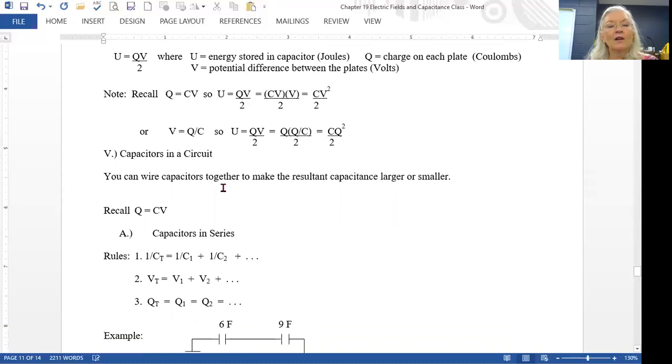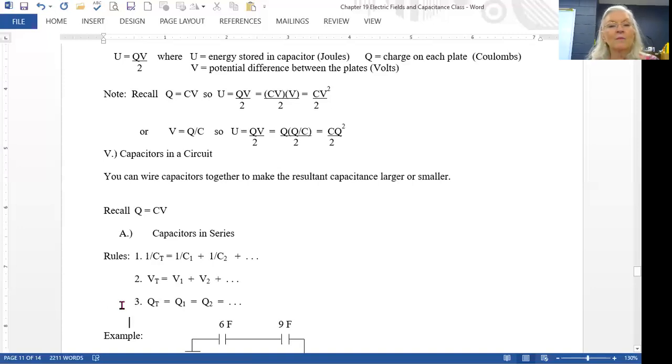So you can wire capacitors together to make a bigger capacitor or a smaller one. It's a common practice with electronic devices. If we wire them in series, the rules are that 1 over the total capacitance equals 1 over the capacitance of your first capacitor plus 1 over the capacitance of the second, and so on. The voltages, or the electric potentials, will all add, and the charges will all be equal.